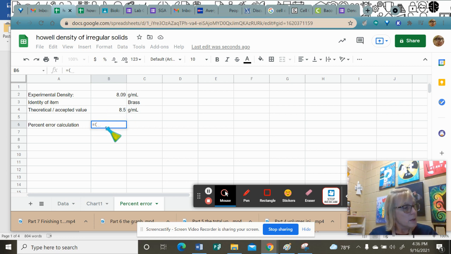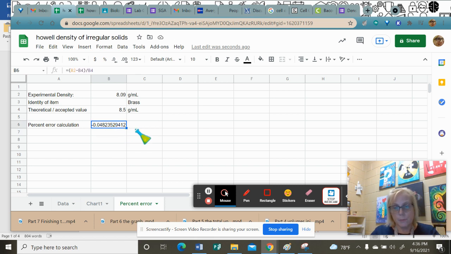Now I know that they put absolute value signs on your lab manual, the lab handout that I gave you, but I don't want to do that, and I'll tell you why in a minute. So I'm going to put a parentheses, the measured value, which is the experimental value, and I'm going to subtract that from my accepted or theoretical value. I'm going to close my parentheses, and then I'm going to divide it by my accepted value, which is that. Notice I get a negative 0.04, whatever.